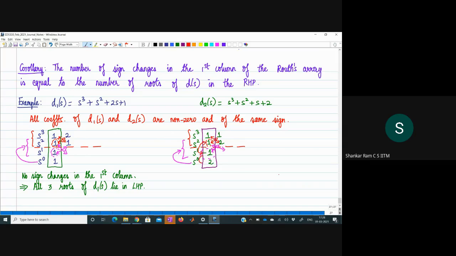But there is another sign change from minus 1 to plus 2, right? From the first element to the second element, we have one sign change, and from the third element to the fourth element, there is another sign change. Does everyone agree? So this implies that there are two sign changes in the first column of the root array.